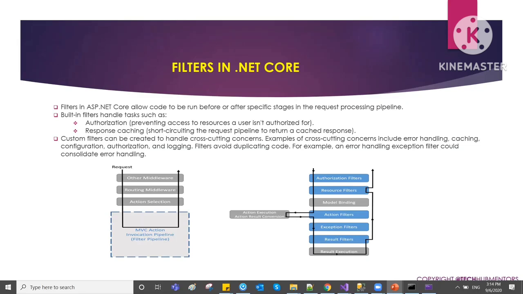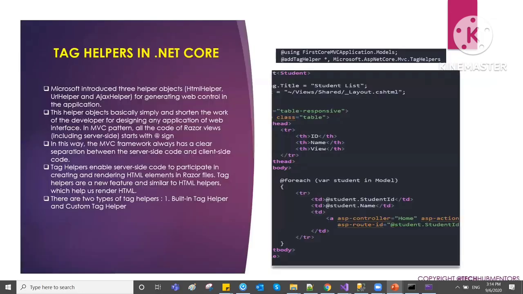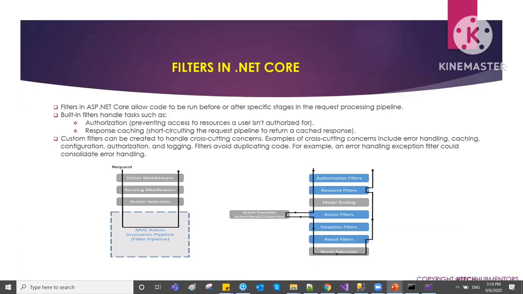The result filter, when the result is going to the view page, holds the request at this level and checks the request before and after the specific stages. So this is just a glimpse of how you can use the filters in your application at the global level.